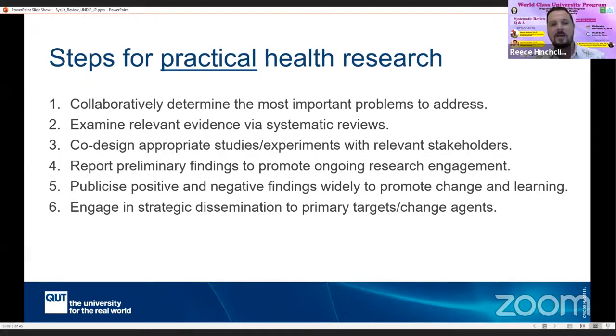And then you can see there are various other steps that can flow on from that. So it's important to collaboratively determine the most important problems, conduct the systematic review, then that can feed into further attempts to bridge knowledge gaps. And then you can publicize those findings to actually influence change.